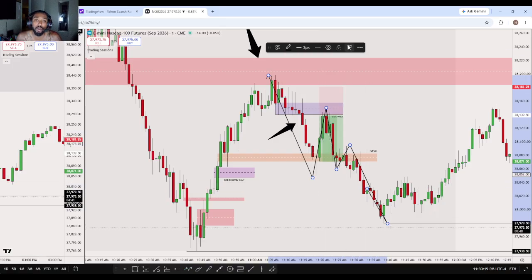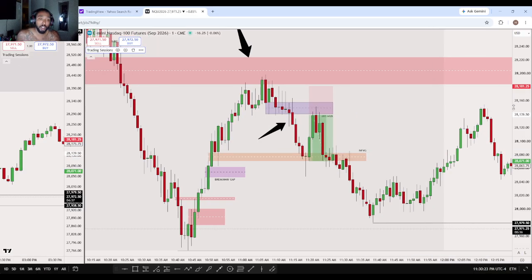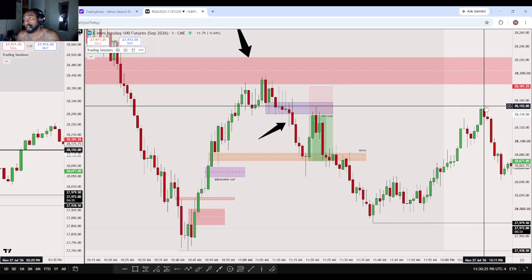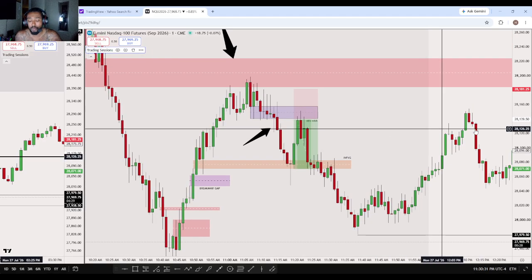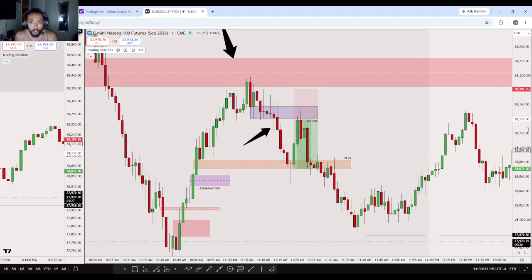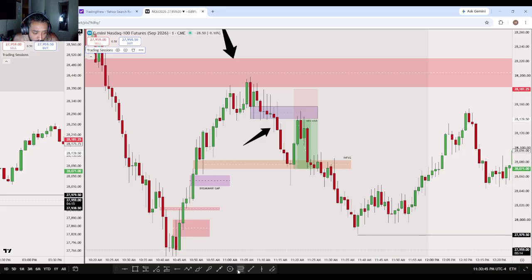So the market has to do 4 things at all times, which is generate liquidity, then it's going to hunt the liquidity, then it's going to pull back to equilibrium of a range, then it's going to pull back to 50% or a fair value gap. So it's going to generate liquidity, then hunt the liquidity, then pull back to equilibrium of a range, or pull back to a fair value gap, an inefficiency.